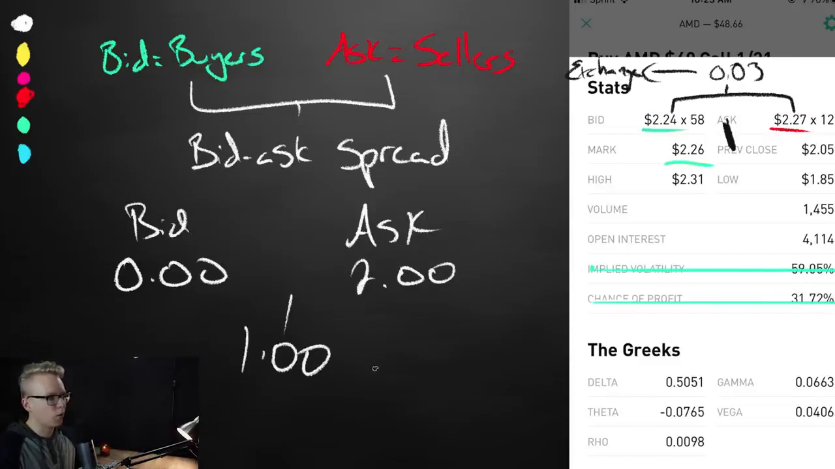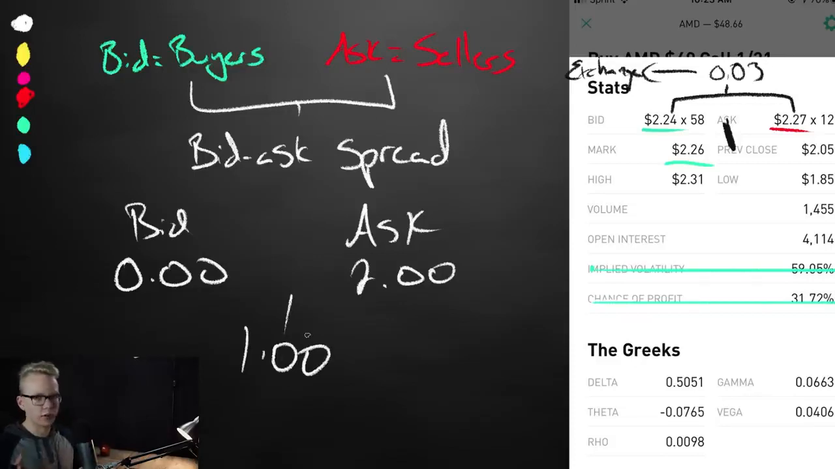And so maybe at one point your option was showing the mark price at like 50 cents because the seller was selling at 100. But now a seller's selling at 200 and there's no one buying. It's going to show 100 in the middle. On the Robinhood platform, it's going to say you made $50.